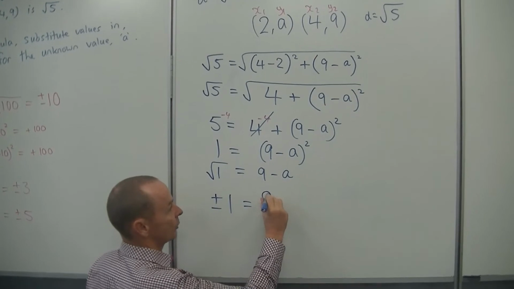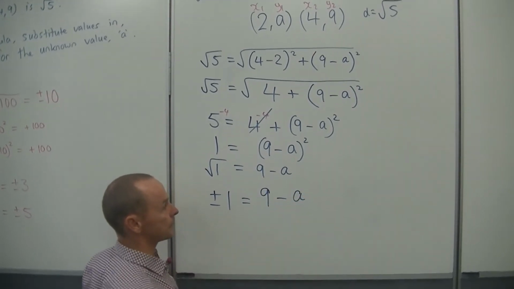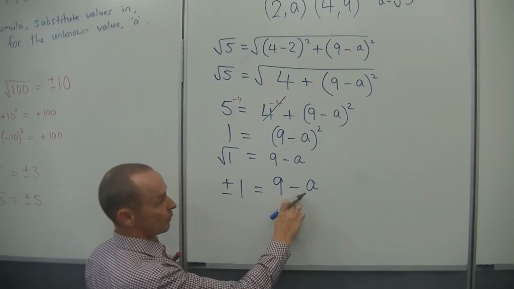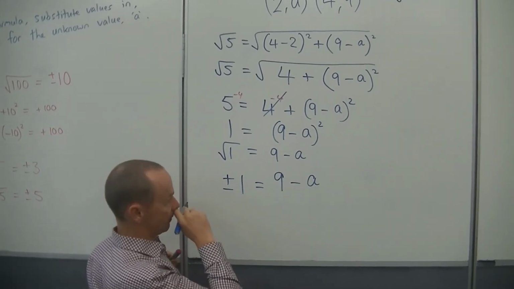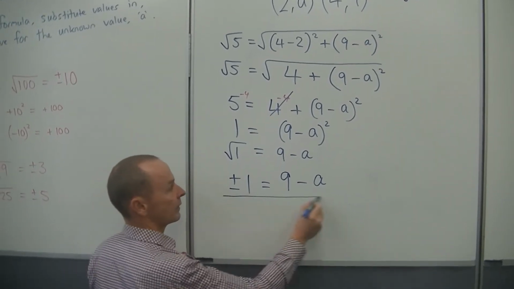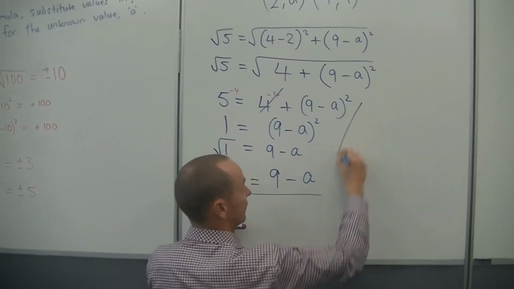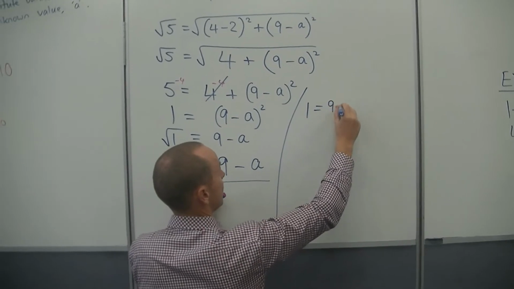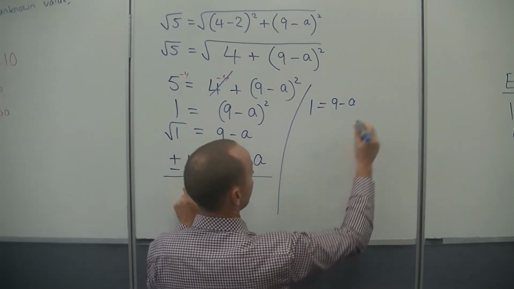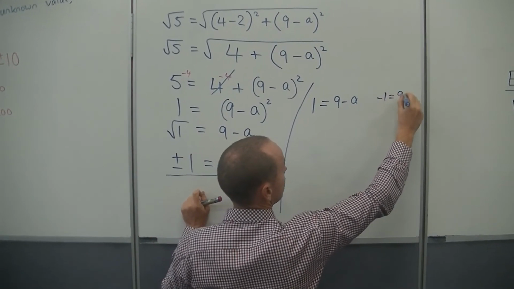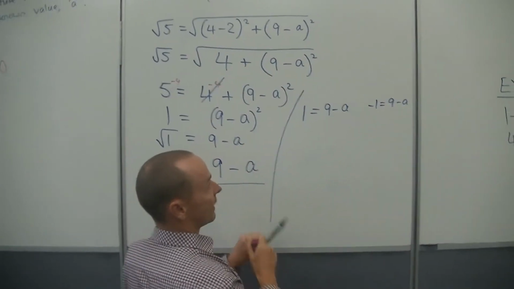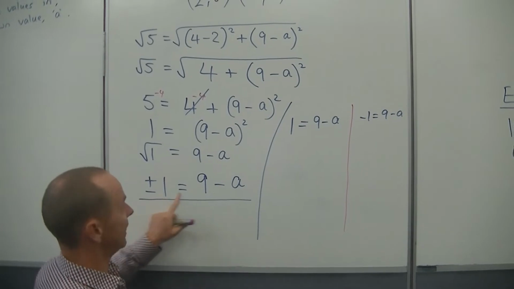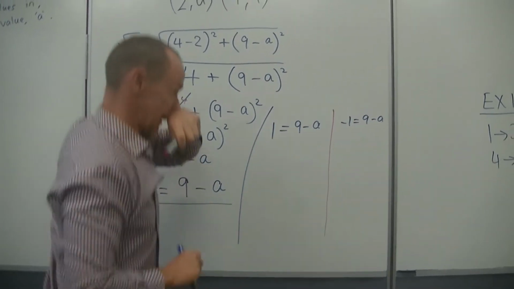And over here we've got 9 minus A. So now we're going to have 2 different answers. So next step, we need to minus 9 from both sides. So if you want, you can do it separately over here. Let's just start over here. We'll do it with positive 1 first. 1 equals 9 minus A. And our second one is minus 1 equals 9 minus A. So we're going to have 2 different answers. Does that make sense, everyone? I use both answers from here, and I'm going to work them out separately.